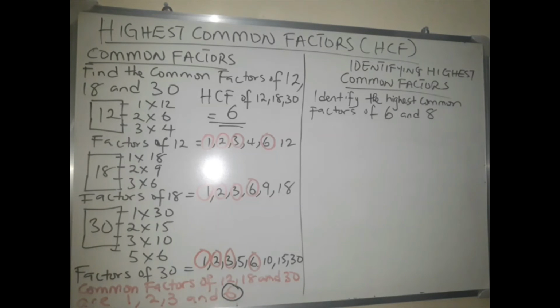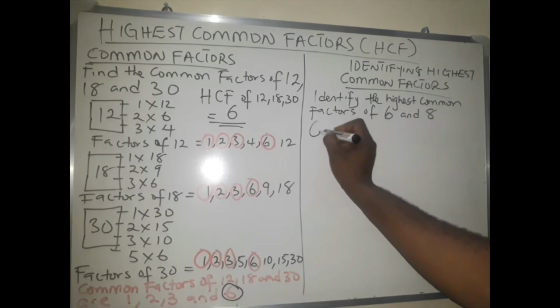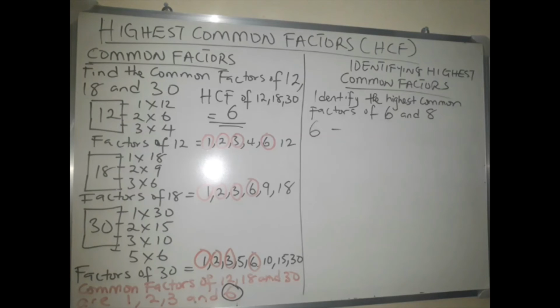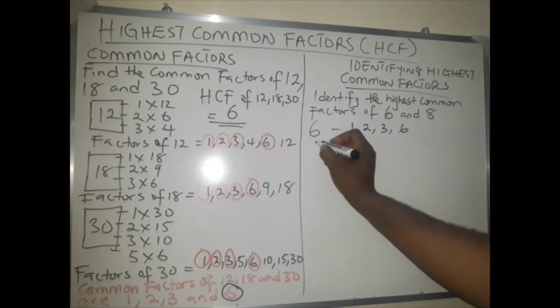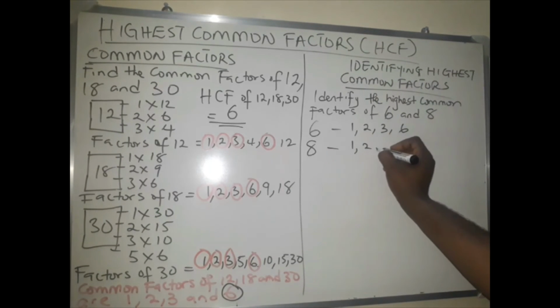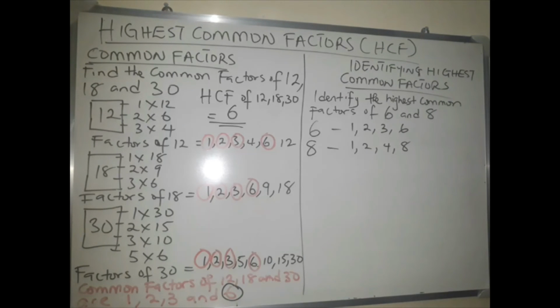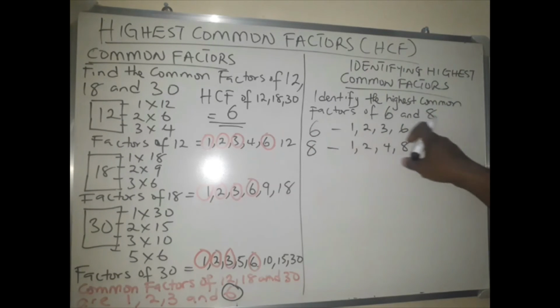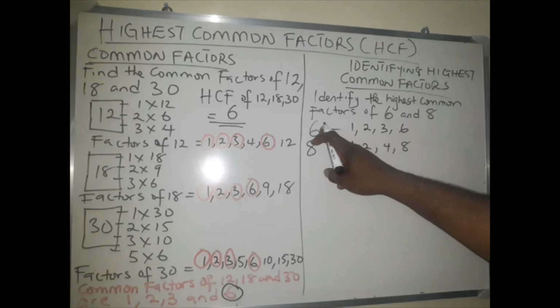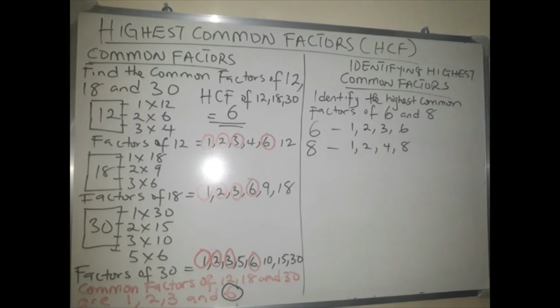Now, step 1, in identifying the highest common factors of given numbers, the first thing you need to do is to outline or break the numbers into their factors. And we're already familiar with that. The first number here is 6. The factors of 6 are 1, 2, 3, and 6. Then the factors of 8 are 1, 2, 4, and 8. That's the first thing you do when you want to identify the highest common factors of given numbers. Here we're asked to identify the highest common factors of 6 and 8, so the first thing we do is break the numbers into their factors. This 1, 2, 3, 6 are the factors of 6, while 1, 2, 4, 8 are the factors of 8.